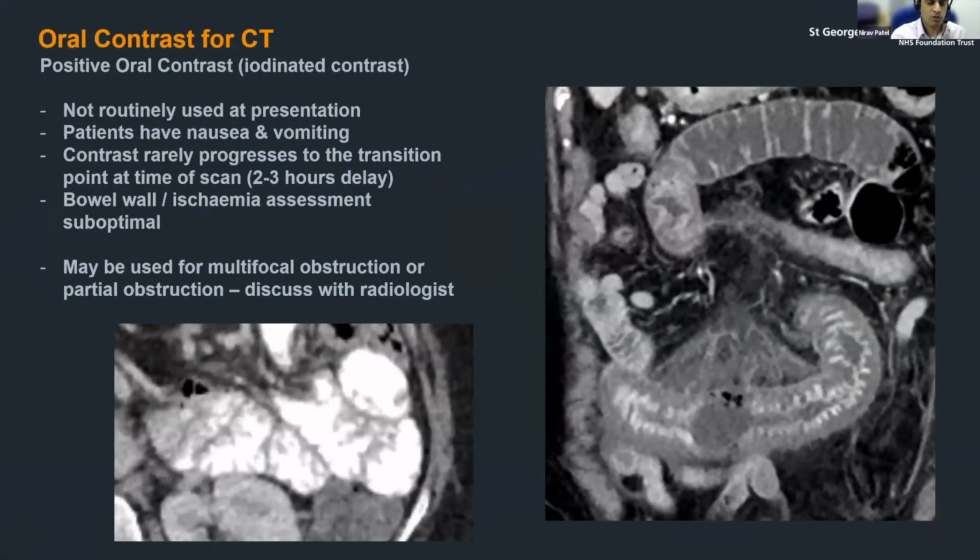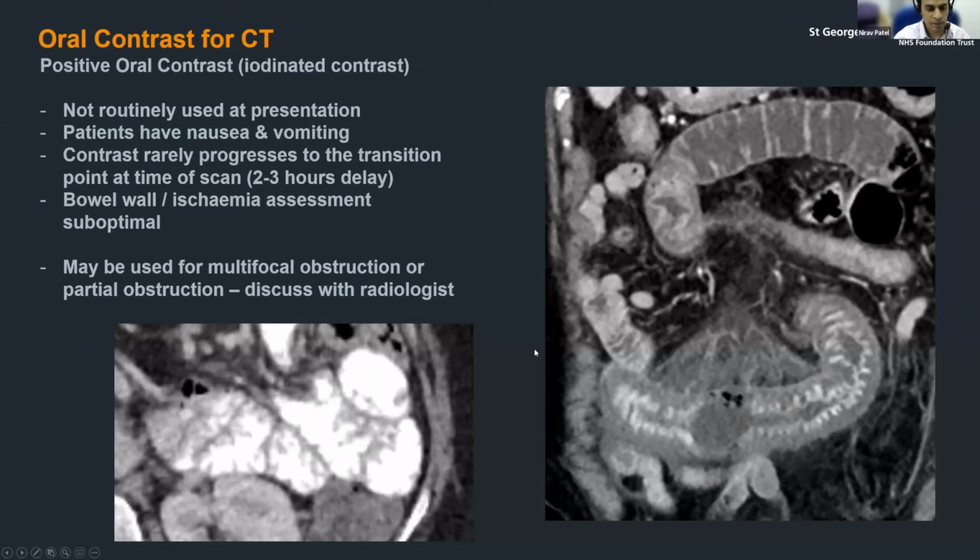So moving on, why don't we give oral contrast routinely for CT? Well, ultimately, we're looking at the bowel wall and making an assessment of its integrity. And you can see nice images like this when you just give intravenous contrast. If we flood the lumen with high density contrast, the bowel wall just cannot be interpreted in a satisfactory manner. So the first thing is, we're looking at the bowel wall. Does this patient need to go on to have surgery?